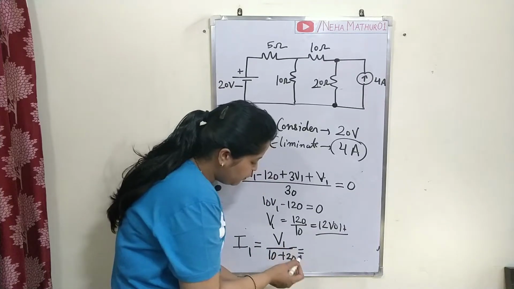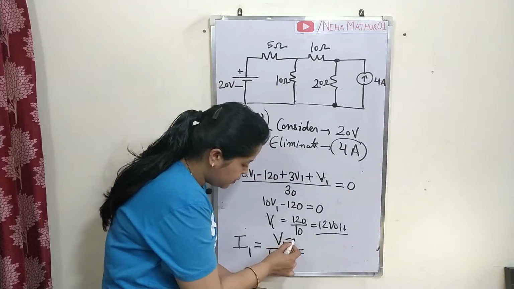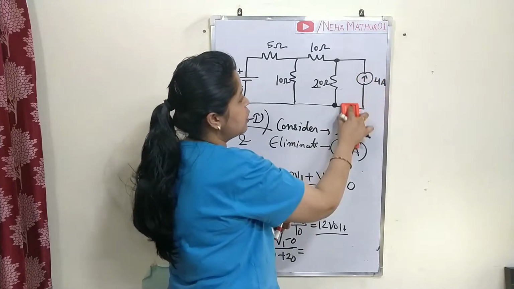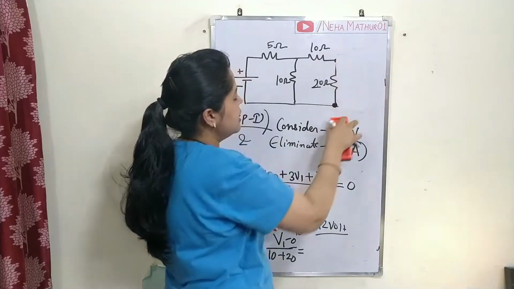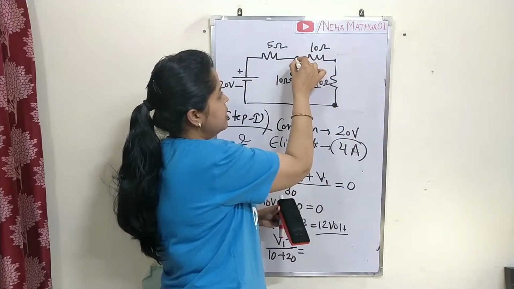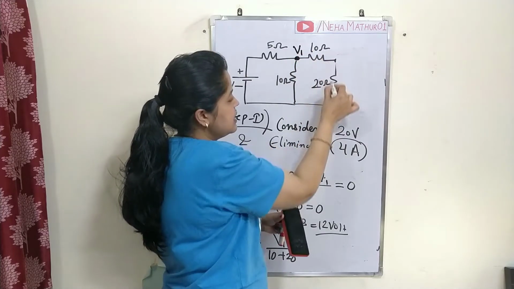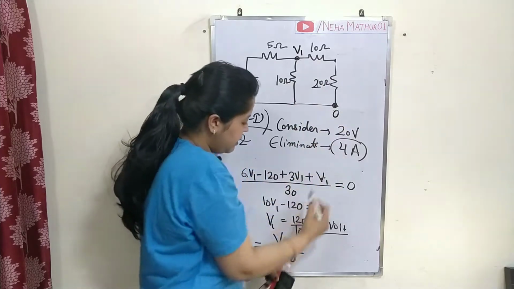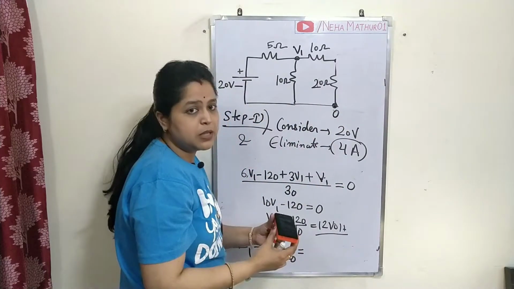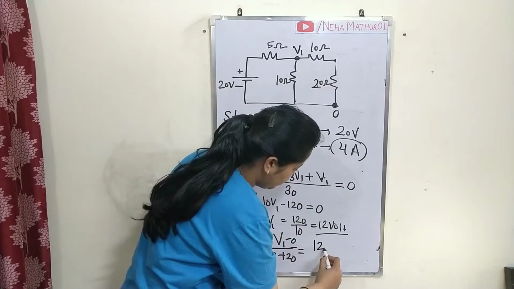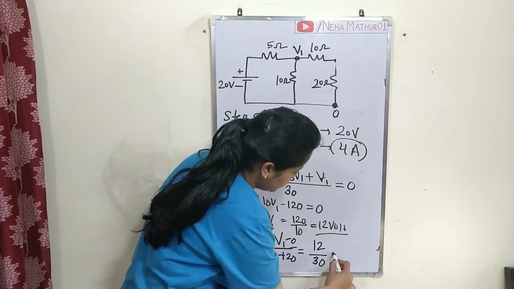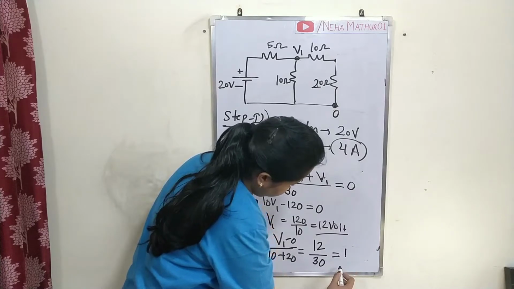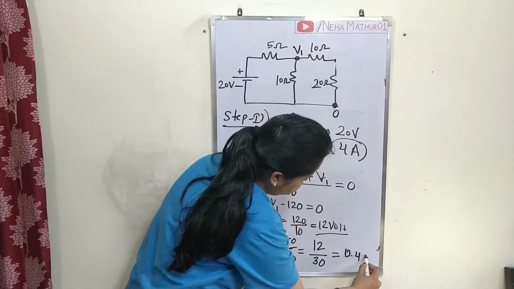Or if you want, you can write V1 minus 0, because in the previous circuit, if it was not a part of the circuit, you can see that this is the node having voltage V1, while this is the second point having voltage 0. So the voltage difference will be V1 minus 0 divided by 10 plus 20, 30. V1 is 12 and this is 30. So it will be 1.4, I think. No, it will be 0.4 ampere.